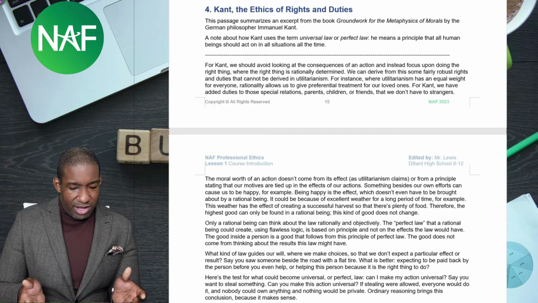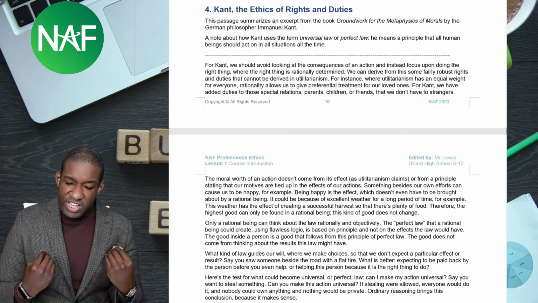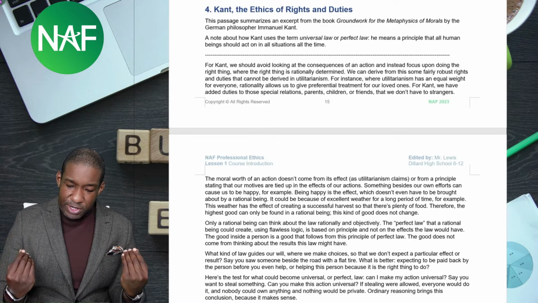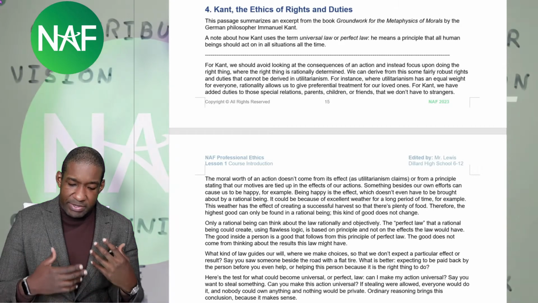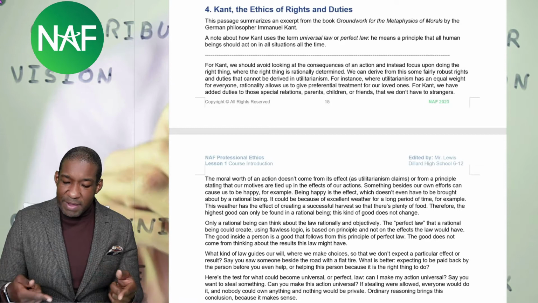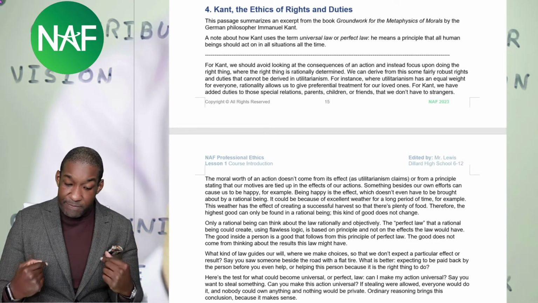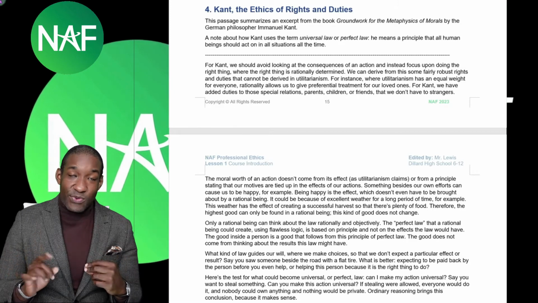What kind of law guides our will, where we make choices so that we don't expect a particular effect or result? Say you saw someone beside the road with a flat tire. What is better? Expecting to be paid back by the person before you even help? Or helping this person because it's the right thing to do?